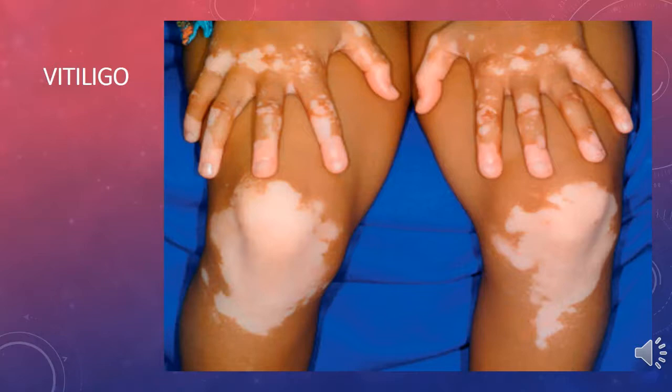So vitiligo is associated with other autoimmune diseases. Most of the autoimmune diseases are linked with other autoimmune diseases as well, and the most common examples are Hashimoto's thyroiditis and hypoparathyroidism.